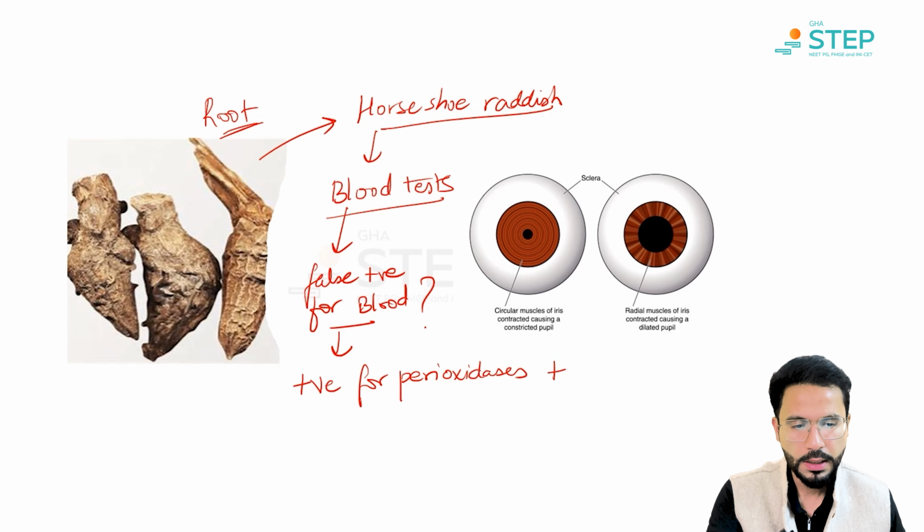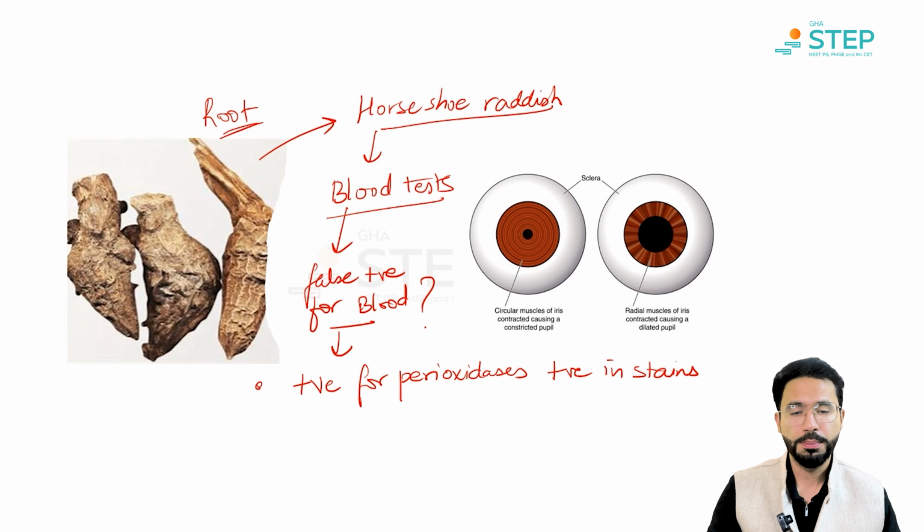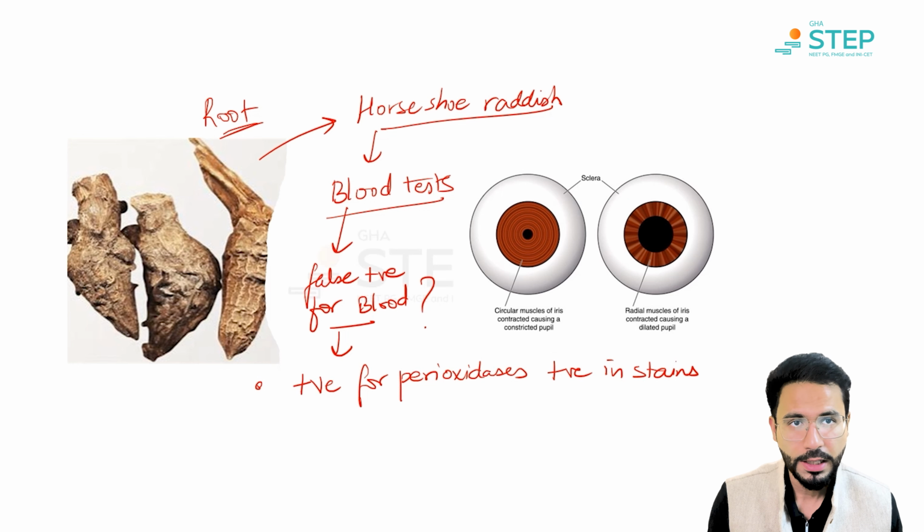peroxidases present in stains. So whenever we have a stain in front of us which is a suspected blood stain, we make sure we run some tests, because blood also contains peroxidases. So now this horseshoe radish also has peroxidases and it will give a positive, whereas it is a false positive because of the peroxidases present. So it is not blood, it is just some horseshoe radish. Okay, just a differentiating point which you should remember, because both these roots resemble each other and they're important in forensics.